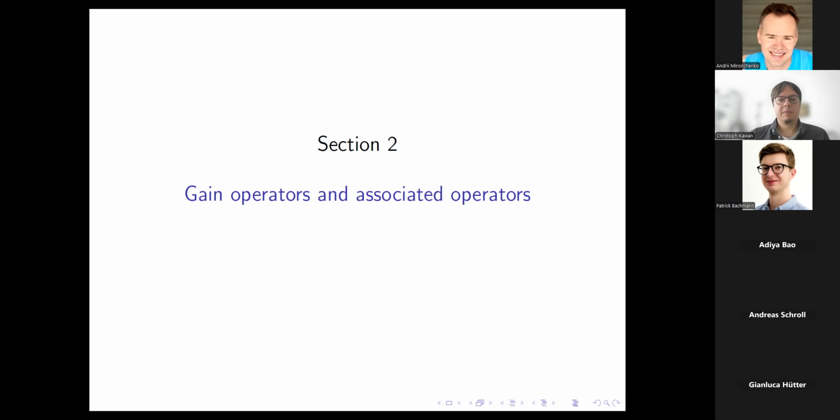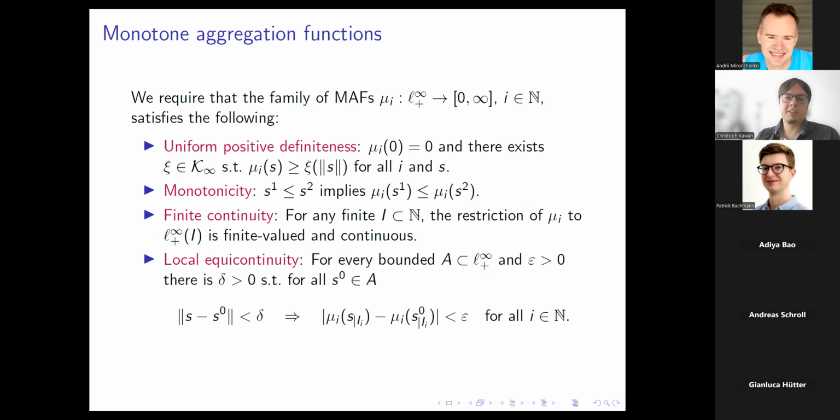Right. So monotone aggregation functions. So actually, what do I assume about them? These monotone aggregation functions, mu I in general, are functions from the cone into the closed interval 0 to infinity. So they can take the value infinity actually, and they should satisfy a bunch of properties.